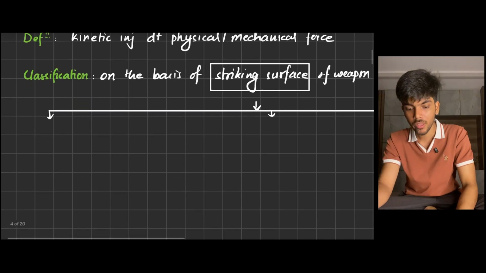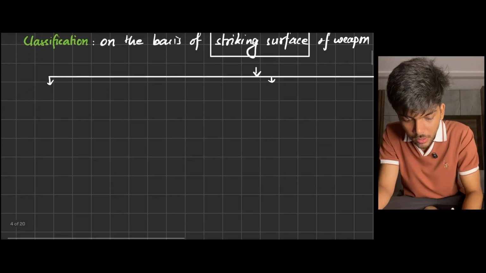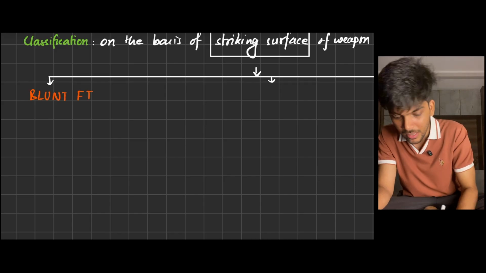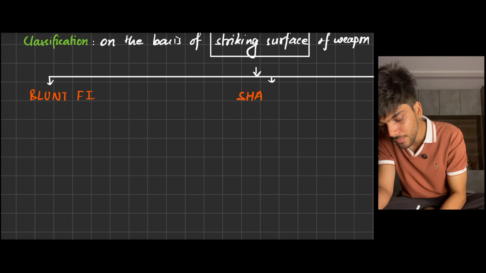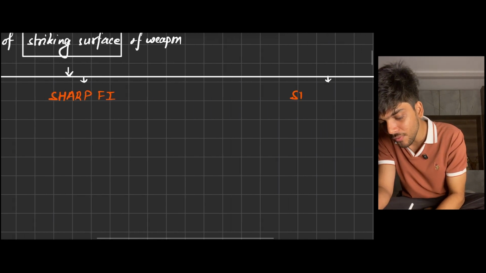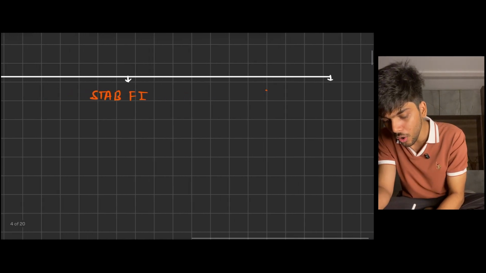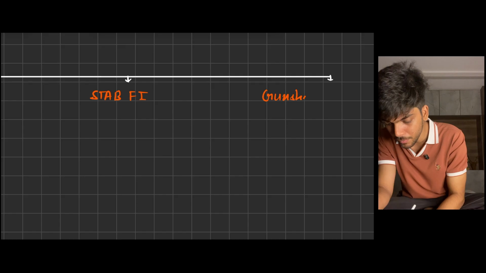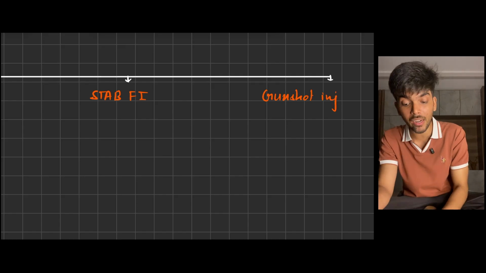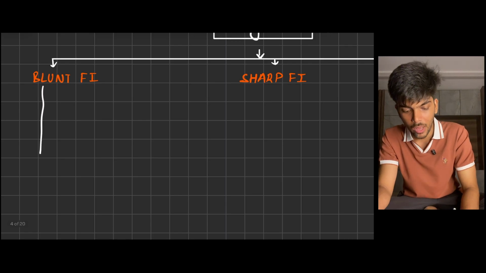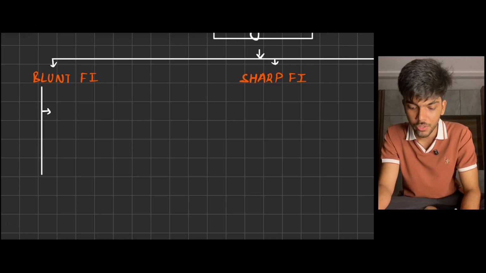So that's how you have blunt force injury, a sharp force injury, and a stab force injury. Under mechanical injury, the gunshot injury is also mentioned, but that will be taught in a different video of its own. Under blunt force injury, you have 4 different types of injuries.